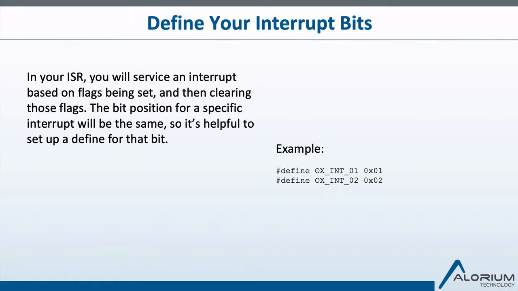Next, it's useful to define your interrupt bits. So in the ISR that you create, you will service interrupts based on flags being set, and then you'll clear those flags. The bit position for a specific interrupt will always be the same, so it's helpful to set up a define for that bit. So for example, if you had two different interrupts that you wanted to monitor in OpenXLR8, you could have two different defines and just have those defines set to the two bits that you want, for example, bits 1 and 2.